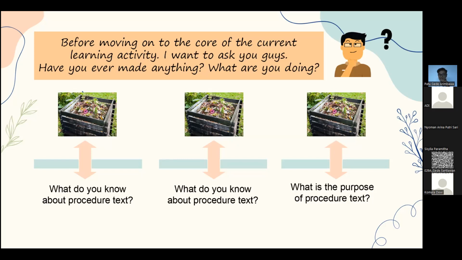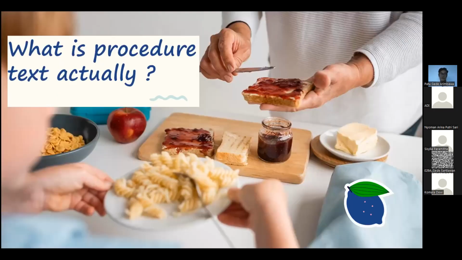So the third question, what is the purpose of procedure text? Who wants to answer? May I try, sir? Okay, Cecilia, go on. The purpose of procedure text is to describe how something is made through a sequence of action or steps. Okay, thank you, Cecilia. The answer is good.